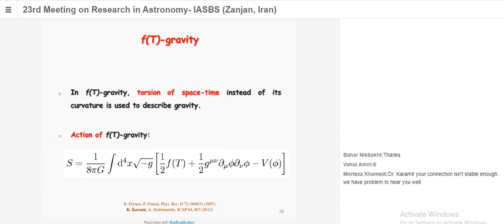But yes, I come back to f(T) gravity. In f(T) gravity, as I said before, torsion of spacetime instead of curvature is used to describe gravity, and the action of f(T) gravity is given by this relation. The part of the scalar field does not change, as it is the same as the standard model. The only difference is that in contrast to the standard model, we have f(T) instead of T gravity.